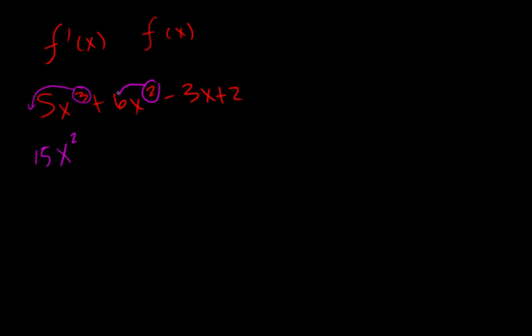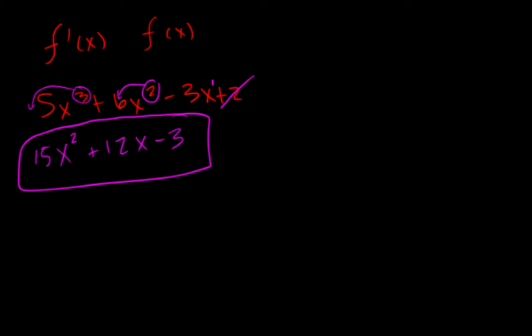So we take this, bring it down, multiply, we get 12, reduce that to a 1, so it's just x. This is like a 1, bring it down, multiply, so that ends up being -3, and then constants go to 0. So this is our derivative, and we can move on to the next one.